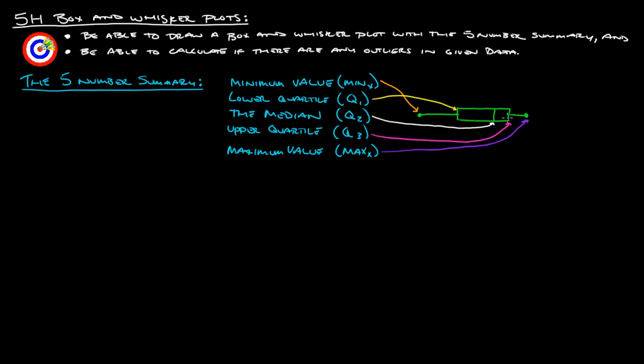So interquartile range is all the stuff that is within the box, right? And then the actual range of the whole thing is the stuff that's between the two whiskers.